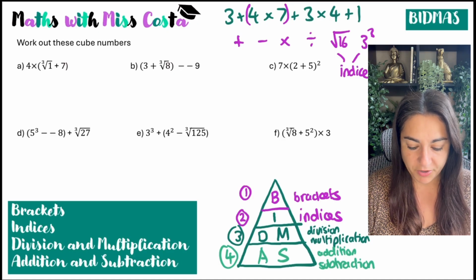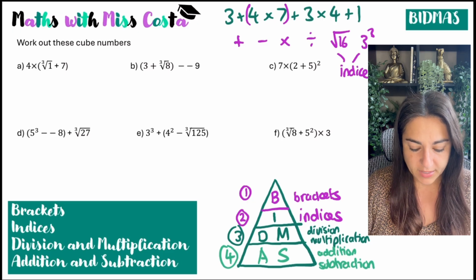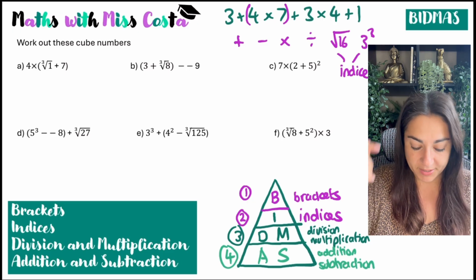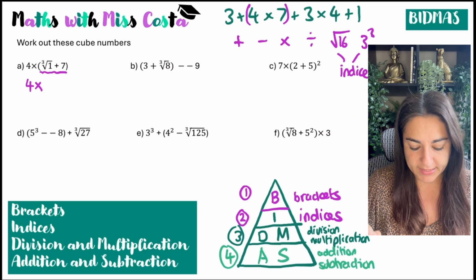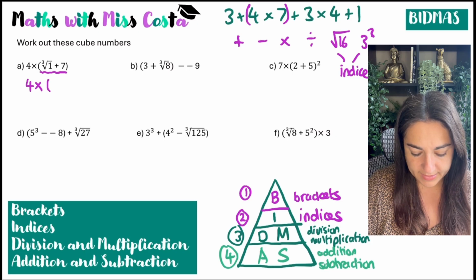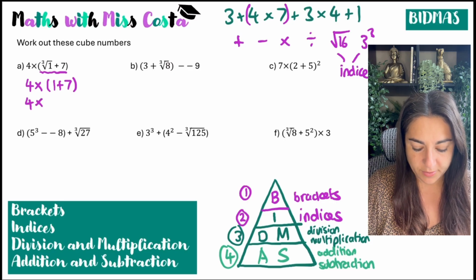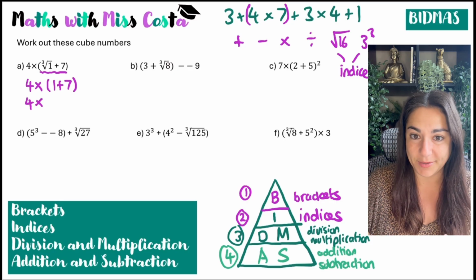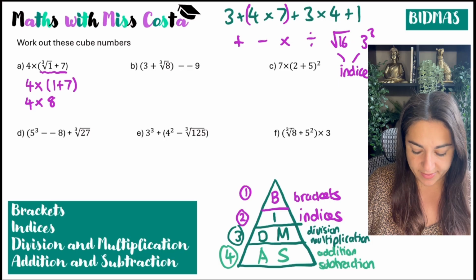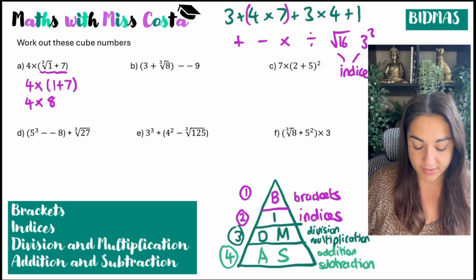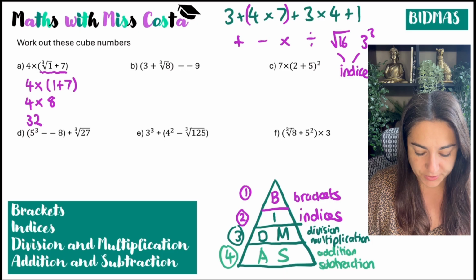So let's have a go and look at what happens with the first one. So using BIDMAS, I'm like, okay, there's a bracket, so I'm going to do what's inside the bracket first. So I'll write out 4 times and work out what's inside the bracket. So the cubed root of 1 is 1, so that becomes 1 plus 7. So I've worked out inside the bracket, there's an indice, so I have to do that bit first. So 1 plus 7 is 8. So the bracket then becomes 8. And then I can do the multiplication. So 4 times 8 is 32.